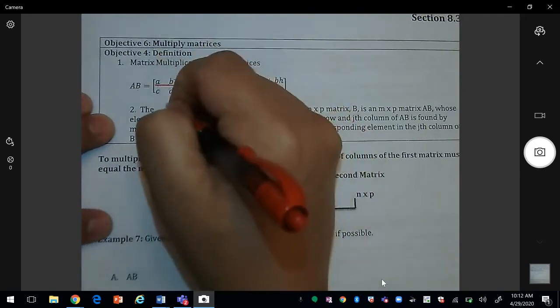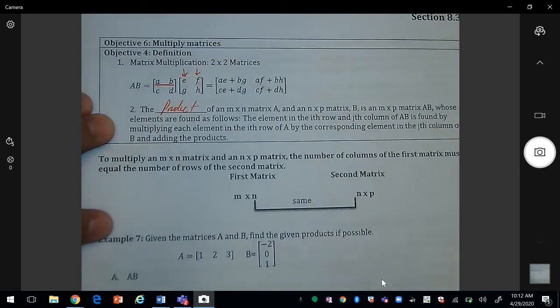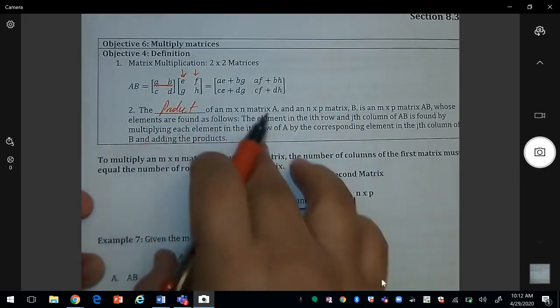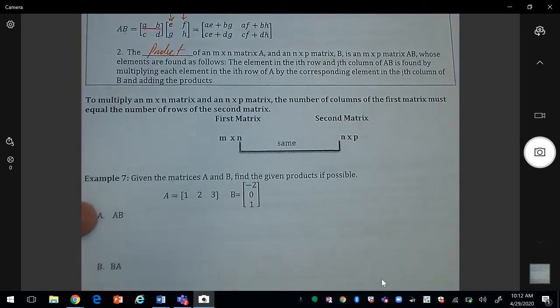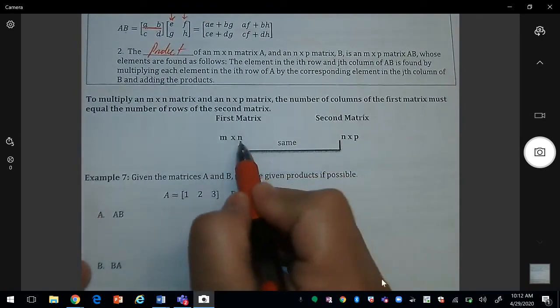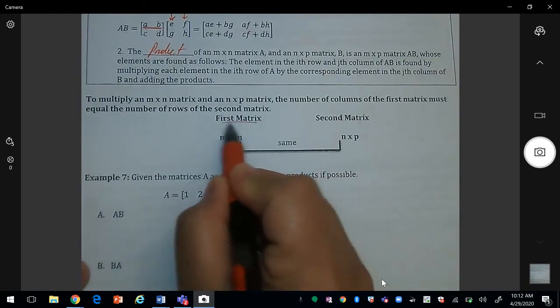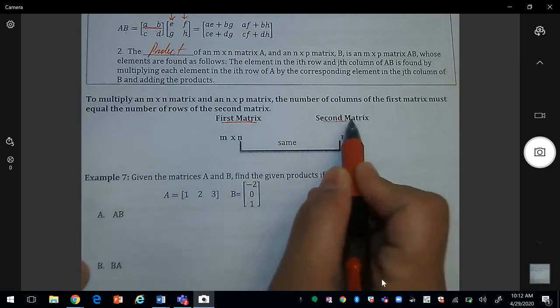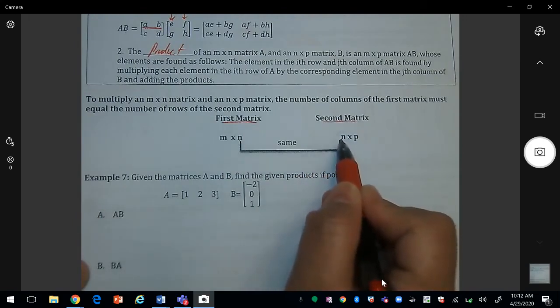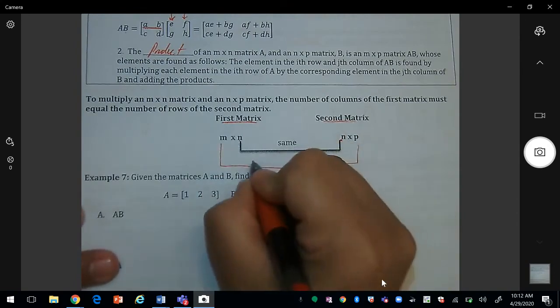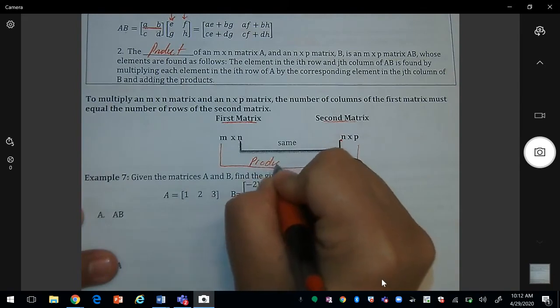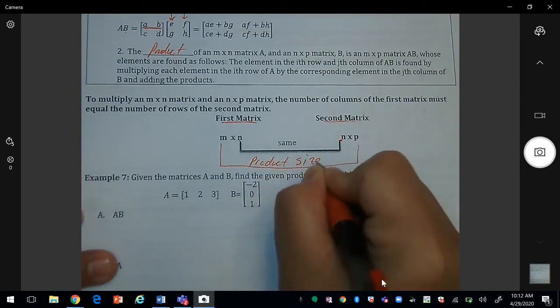The product of an n by n matrix, basically that's what I was explaining here. In order to multiply matrices, this is important. The number of columns in the first matrix has to be the same as the number of rows in the second matrix. The outside numbers is going to be your product size of the new matrix.